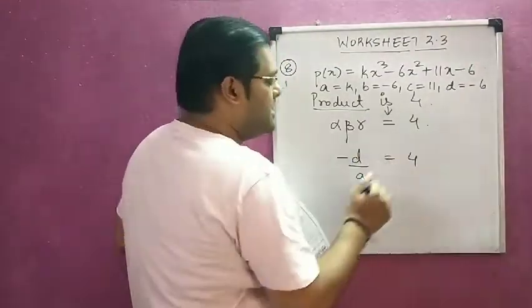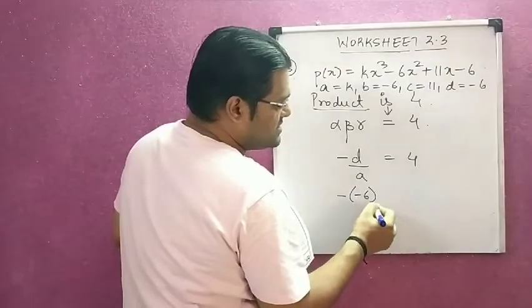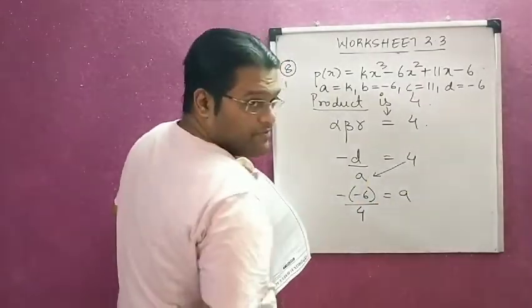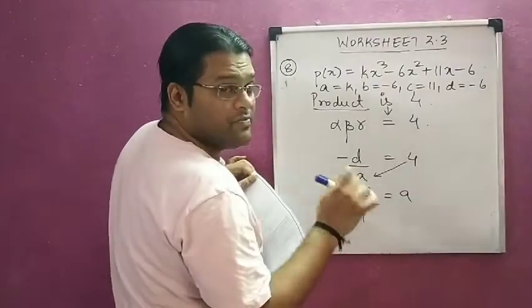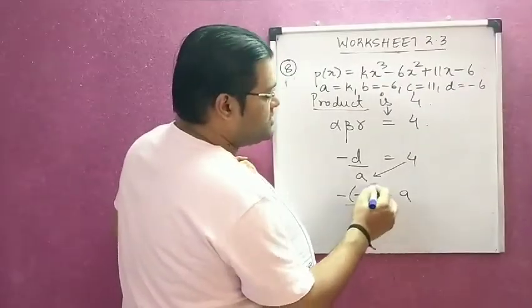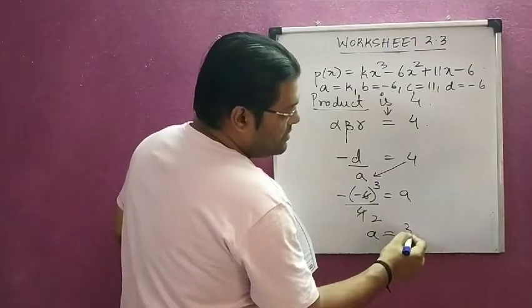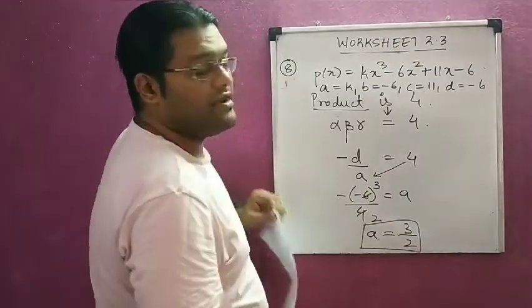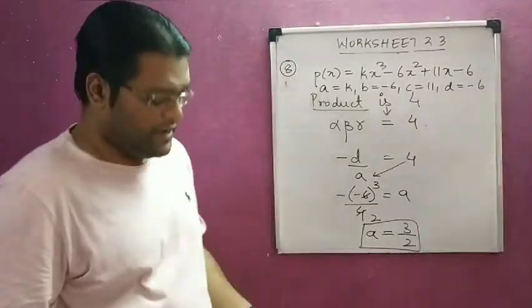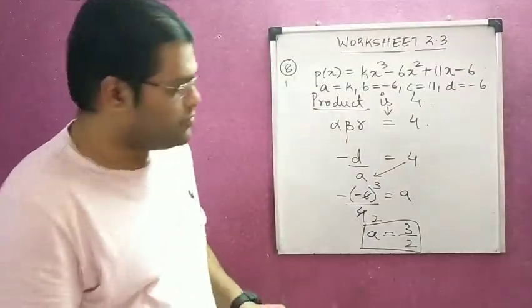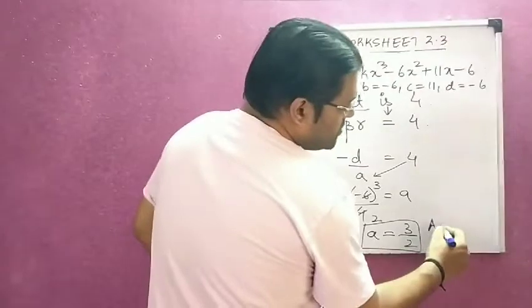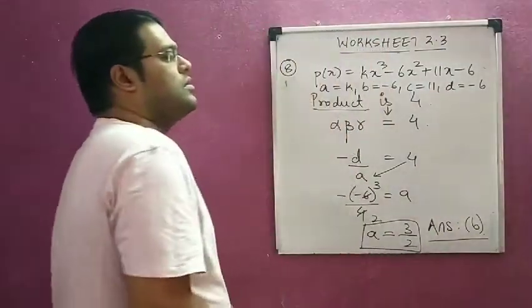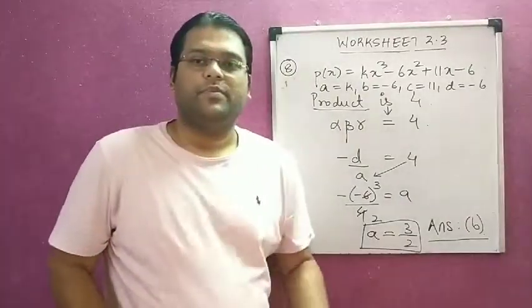Put the value for d, that is minus 6. I cross multiply, 4 is equal to a. Minus minus plus, and this will cancel. So a will be equal to 3 upon 2. Right? As per your MCQ, the correct option will be B. Right? Please verify.